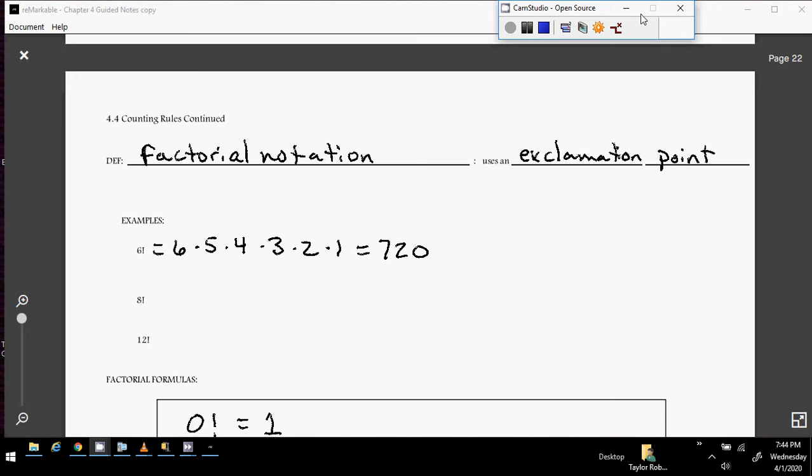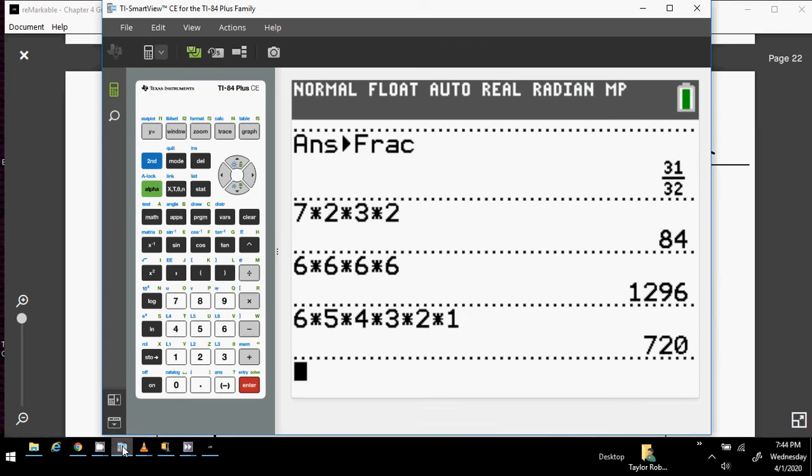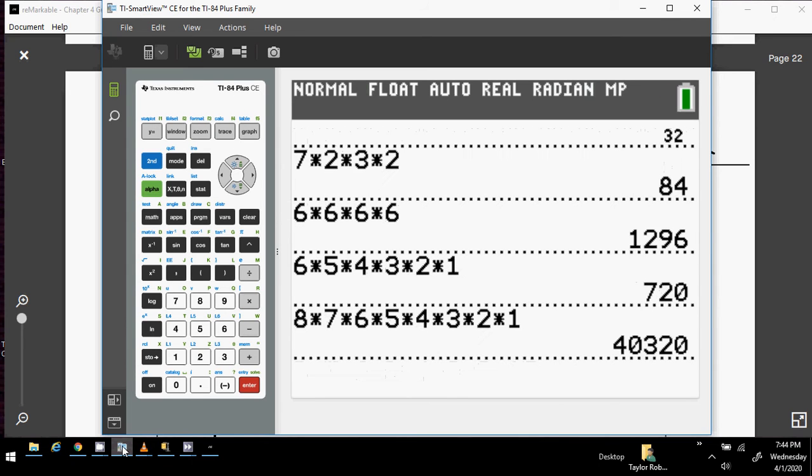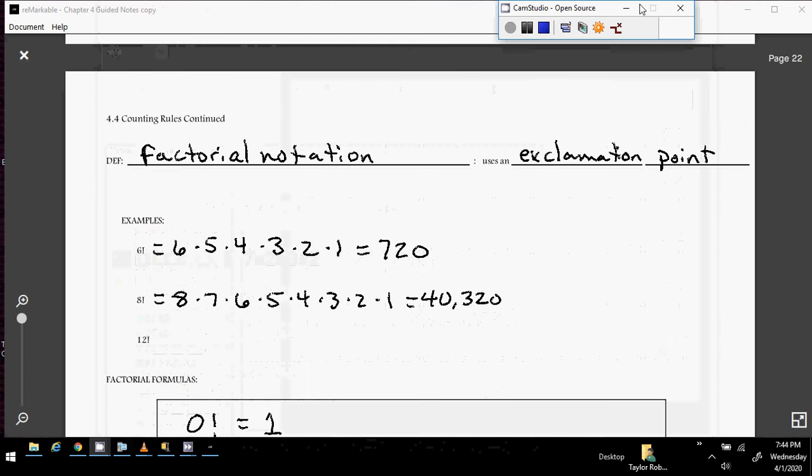So the next one, 8 factorial would be 8 times 7 times 6 times 5 times 4 times 3 times 2 times 1. Well, it gets a little more tedious the more you do of these. So I'll do 8 times 7 times 6 times 5 times 4 times 3 times 2 times 1. And I get 40,320.